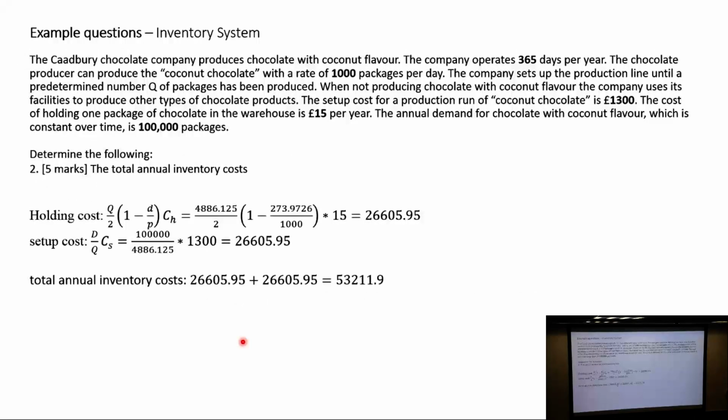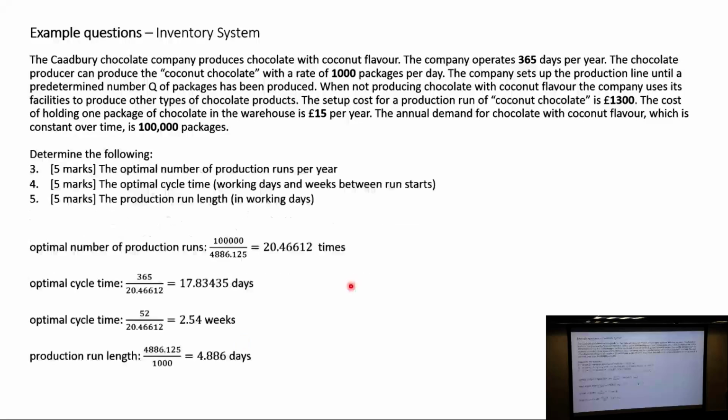And once we have this, we also know the holding cost formula and the setup cost formula. We can calculate them respectively. Or if you want to make sure one of the calculations is correct, you can calculate just either of them and multiply by 2, because they should be the same. If you calculate them separately, they are the same. And you add them all, so that's your total annual inventory cost.